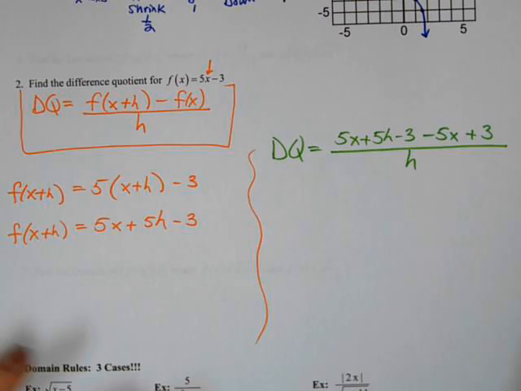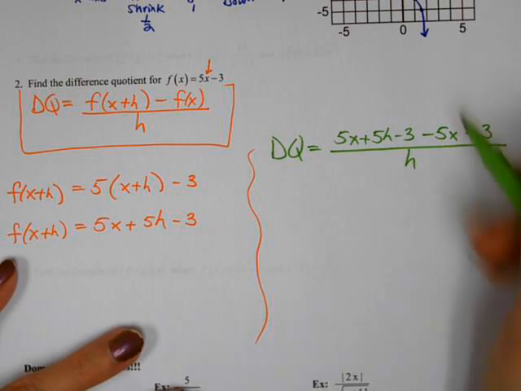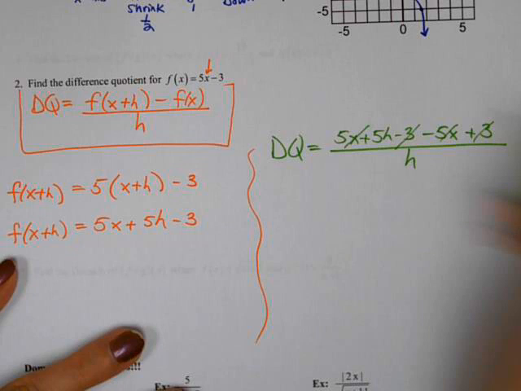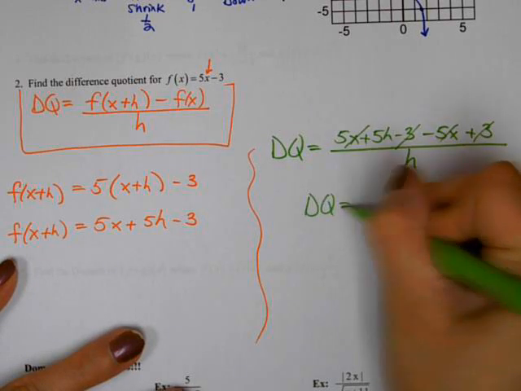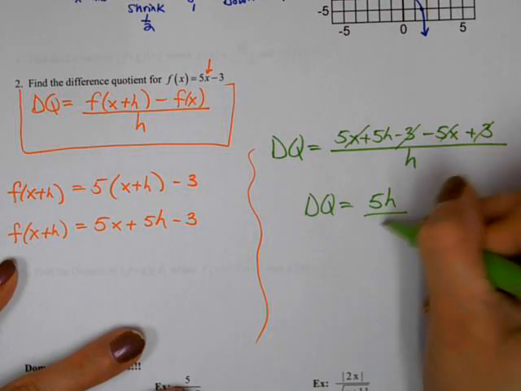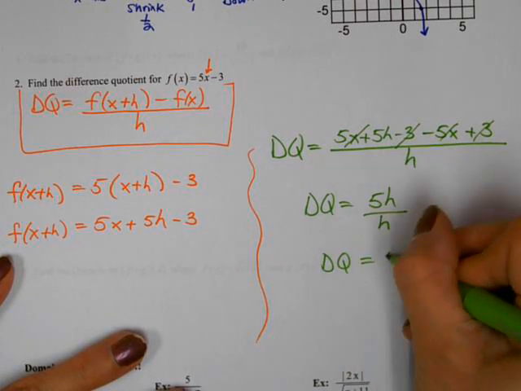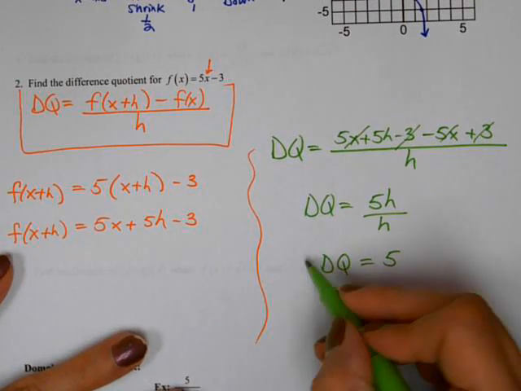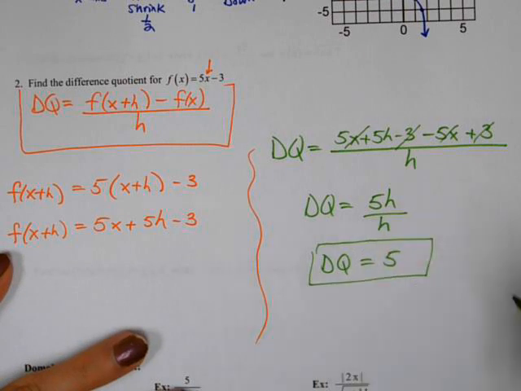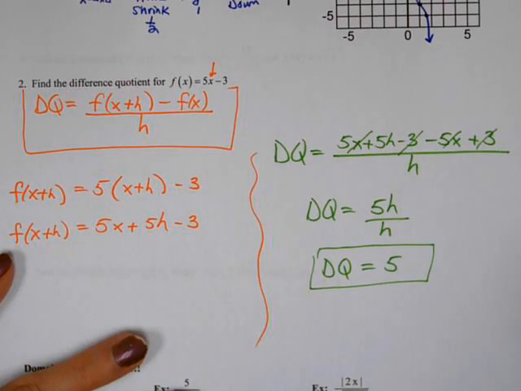Okay. Now remember what happens if you're doing things right. Lots of things will cancel here. Okay, after you cancel, you go ahead and write what's left. 5h divided by h. Okay, and the difference quotient is just simply a 5. Difference quotient is 5. Okay, do you remember a trick when you were doing this?